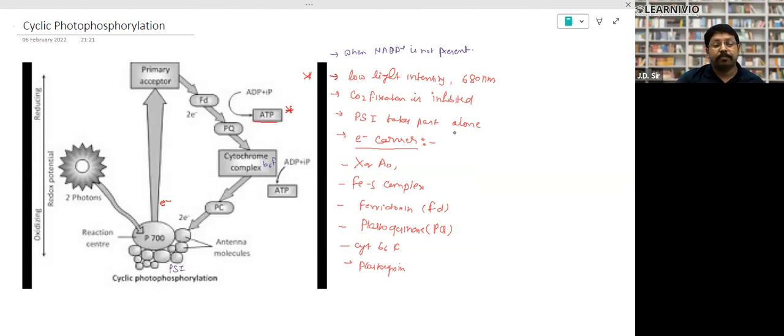In non-cyclic, both PS1 and PS2 take part. Electron carriers are X or A0, Fe-S complex, plastoquinone, plastocyanin, b6f, and plastocyanin. These are the electron carriers. Tell me, guys, go through it and tell me, is it clear or not?